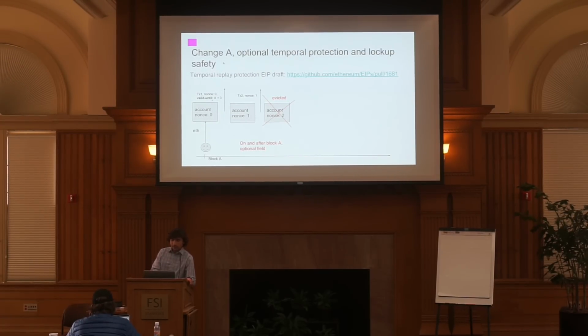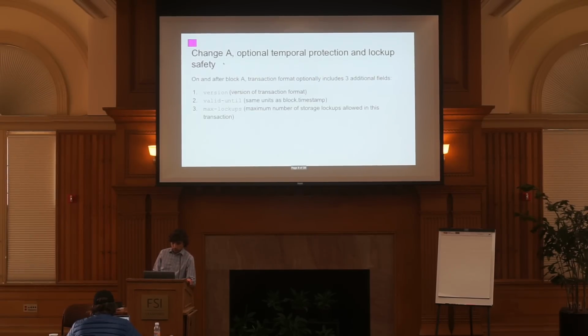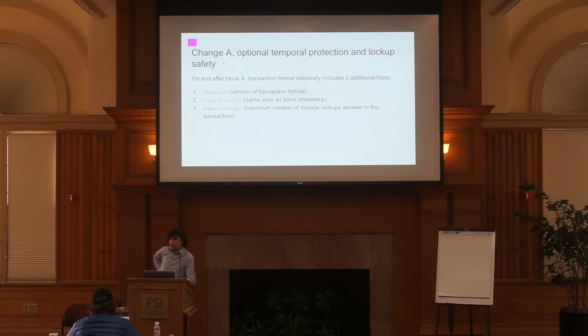So now I have a little icon here to signify if it's a hard fork, but I haven't finished the whole presentation. The replay protection we've seen before, but now this change looks like this. I also took into consideration what Casey said about versioning. So let's say that we add 3 optional fields. They are either all together there or none at all: version, valid until, and max lockups.